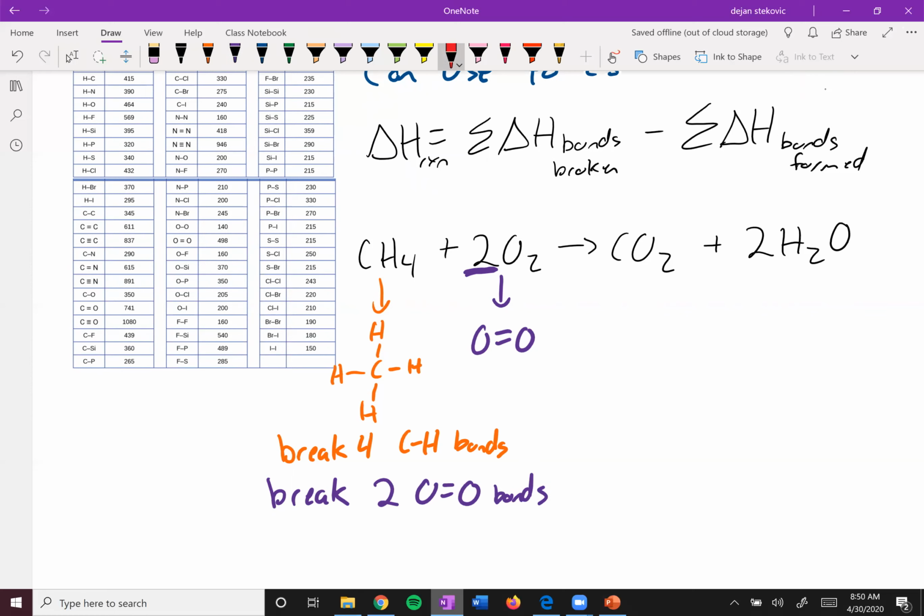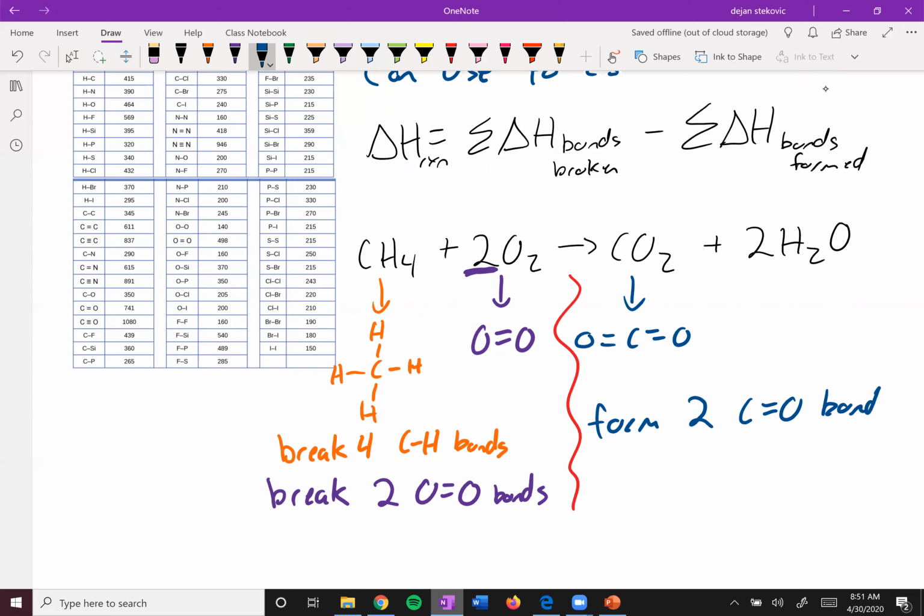Cool. So let's take a look at what bonds we're going to form. If we think about the Lewis structure here of CO2, again, I'm not going to include all the lone pairs, but it's 2 C double bonded O bonds. So we're going to form 2 C double O bonds. And then if we think about water, again, I'm not going to draw in the lone pairs, but each water has 2 OH bonds, and then we have 2 waters, so that's a total of 4 OH bonds.